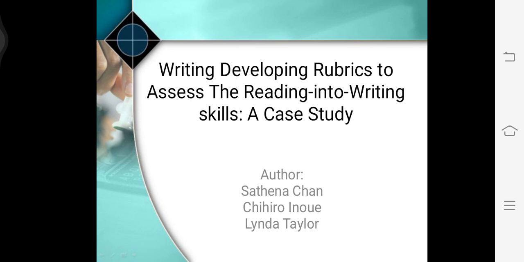So in this video, I would like to present to you a research journal article. The title of the research journal article today is Developing Rubrics to Assess the Reading into Writing Skills: A Case Study.